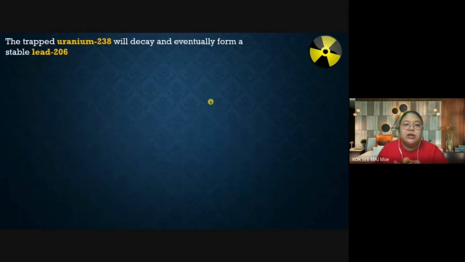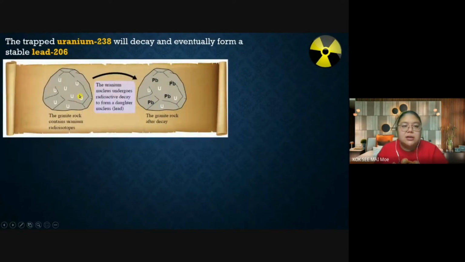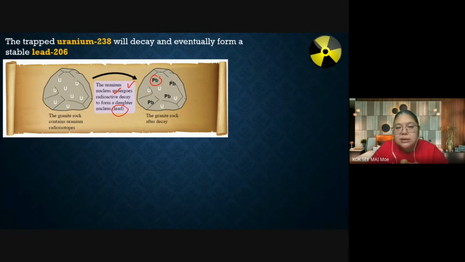Okay, uranium-238 will eventually decay to lead-206. So they explain for you: the ground rock contains the radioactive isotope uranium. The uranium nuclei undergo radioactive decay to become the daughter, which is lead. So the rock takes a long time to decay. When starting with only uranium, after decay they mix, the lead comes in. So to make all the uranium finish, you need a longer time.